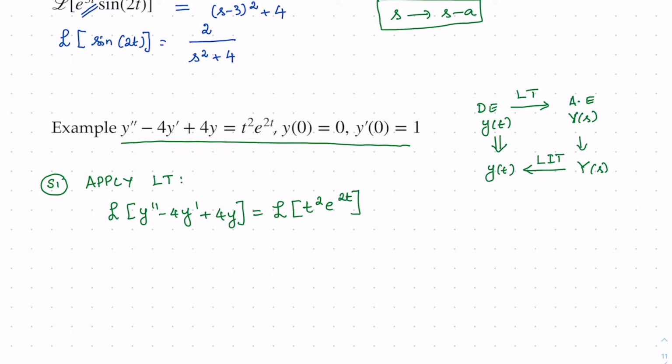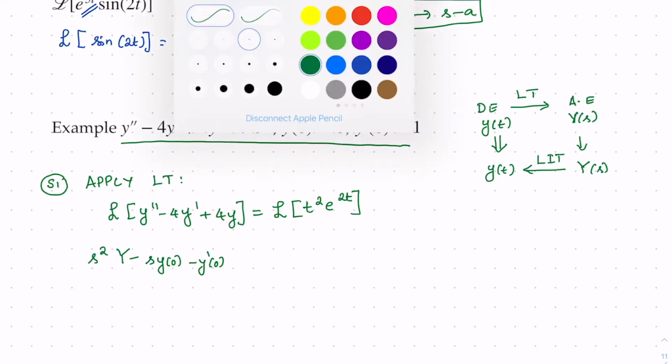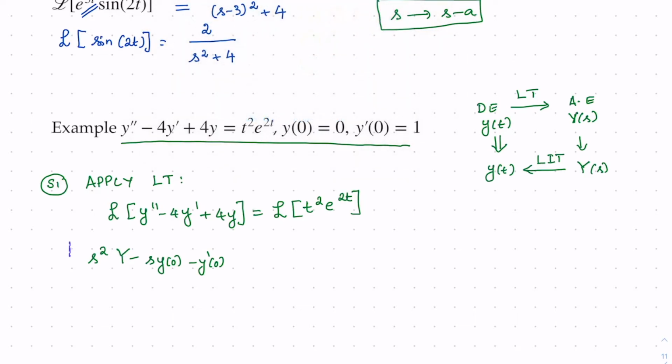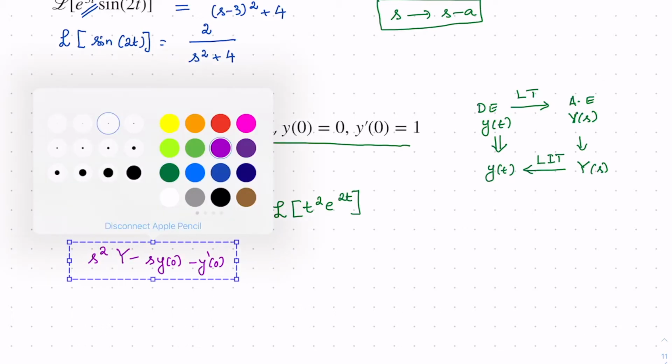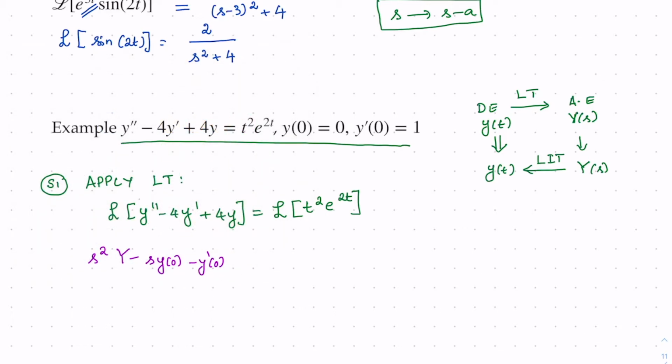So if I use that, then what happens? As you see here, this would be s squared cap Y minus s times y of 0, and then minus y prime of 0. This is for this particular one, right? Let me use a different color for this. This is for this particular one, that's coming off of this right here.